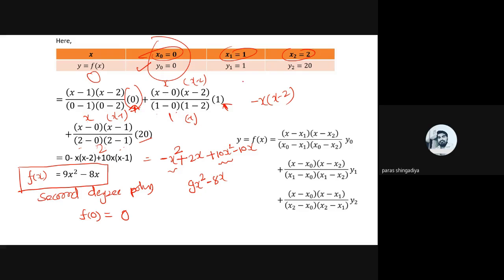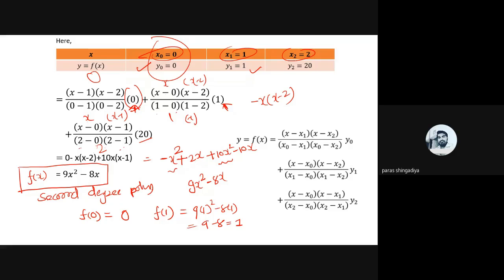Second one, x1 is equal to 1, y1 is 1. So replace f of 1, means x is equal to 1. So what is the answer of f of 1? That is 9 of 1 square minus 8 of 1, and that is equal to 9 minus 8. And 9 minus 8 is what? That is 1. Clear? So it is also verified.